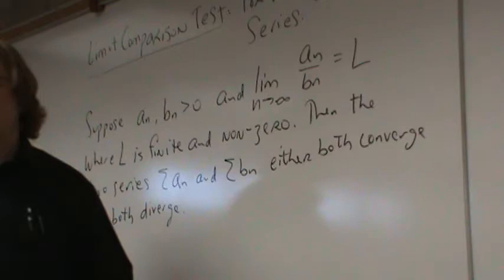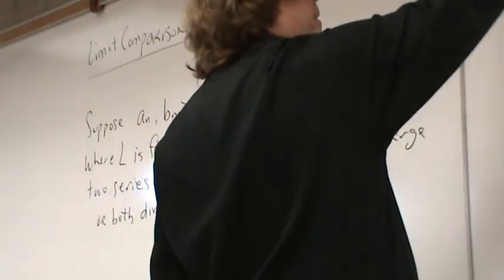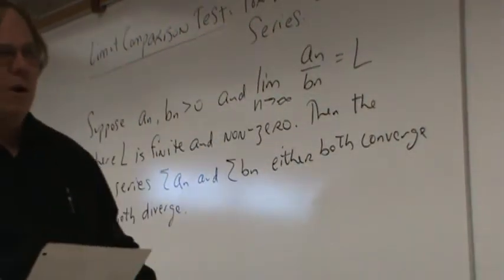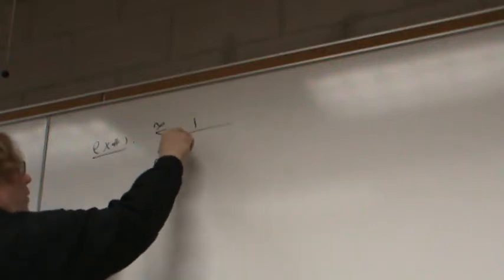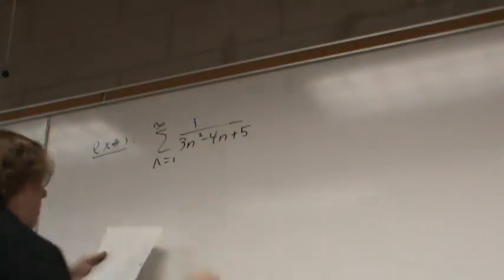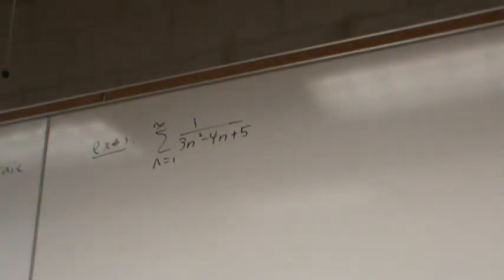Okay, here it goes. I'm going to give you one example and hope that that's good enough for you to do a few problems. Here you go, example number 1. The sum as n goes from 1 to infinity of 1 over 3n squared minus 4n plus 5. I want to know if that series converges or diverges. This is my series of interest. It's my A sub n.